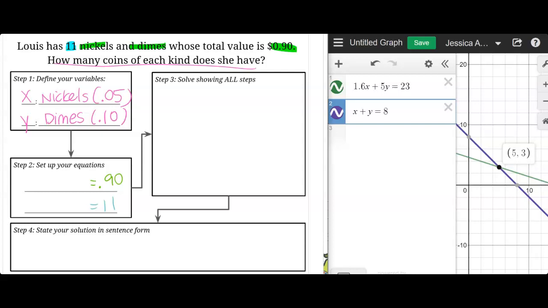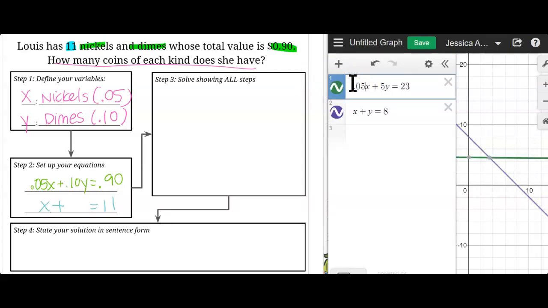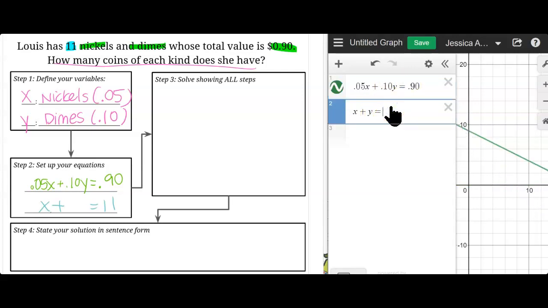My total of 11 coins is just counting. So that's just X plus Y. When I do the 90 cents, I'm talking about how much total money I have. So then I have to put the values in. So 0.05X plus 0.10Y. I can then plug that into Desmos. So I'm going to have 0.05X plus 0.10Y, and that's going to equal 0.90, and then X plus Y equal to 11.